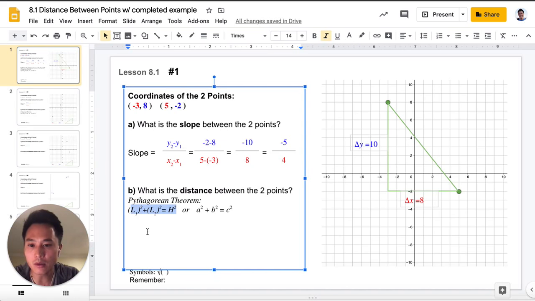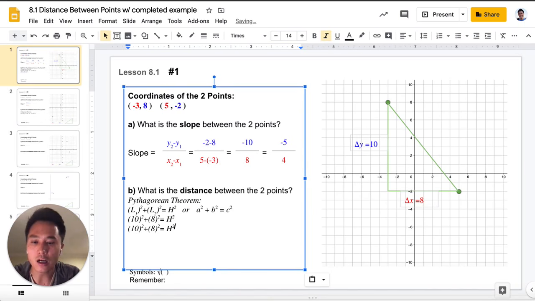What I'm going to do is I'm just going to copy this whole equation. So you press Control C or Command C, and then paste it right below by pressing Control V or Command V. And then I can start filling out the information. So leg 1, that can be either of the legs. I'm going to use this leg here, which is 10. Leg 2, which is this leg right here, is 8. So it's going to be 8. And then hypotenuse, that's what we're trying to figure out. So I'll leave that as a variable. And then I can continue working.